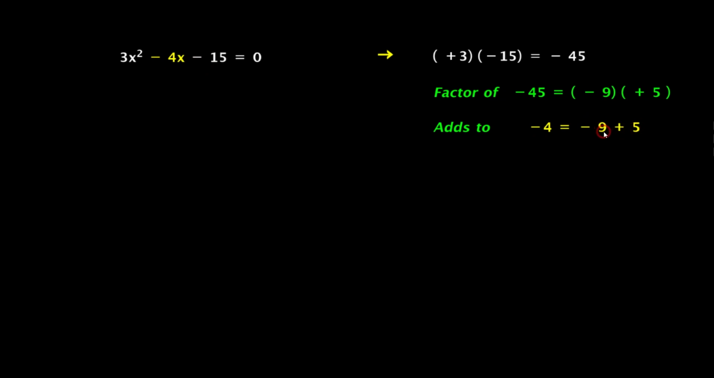Now, we can't write x minus 9 and x plus 5 with this one because we have a 3 coefficient in front. So what we do is rewrite the equation, picking up the negative 9 and the positive 5 in place of the negative 4. So we write the negative 4x as a negative 9x and a positive 5x, since negative 9x and positive 5x is negative 4x, and copy the 15. And we use factor by grouping.